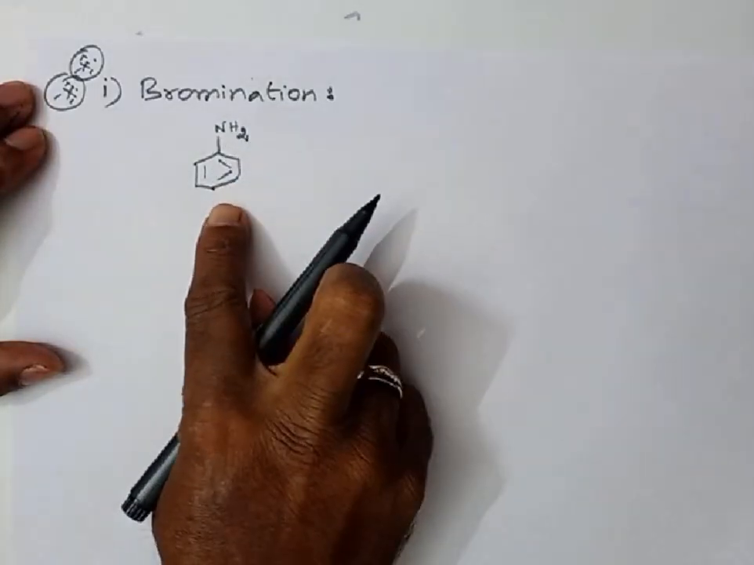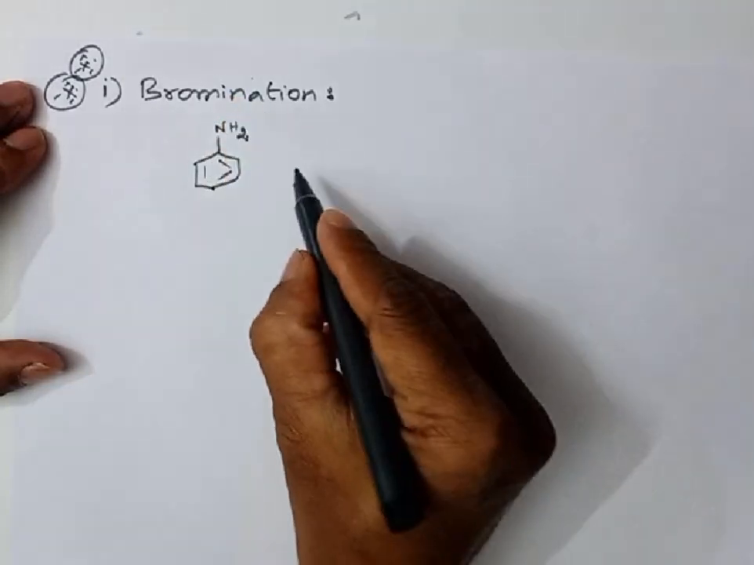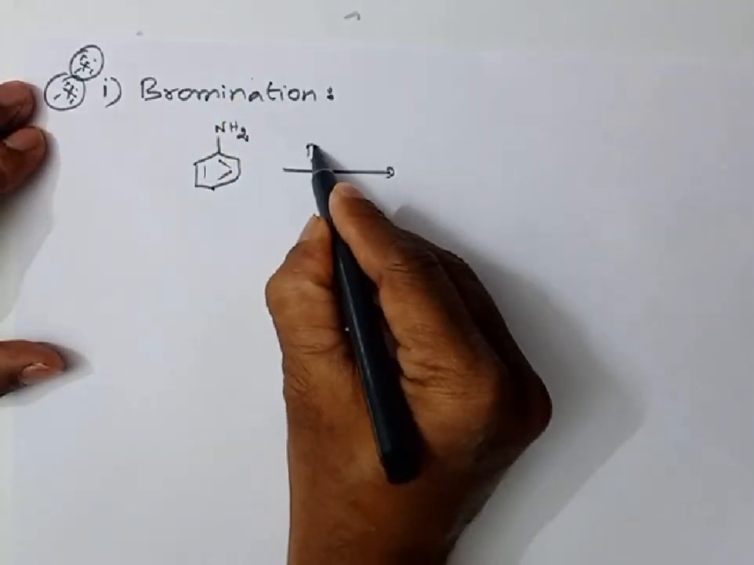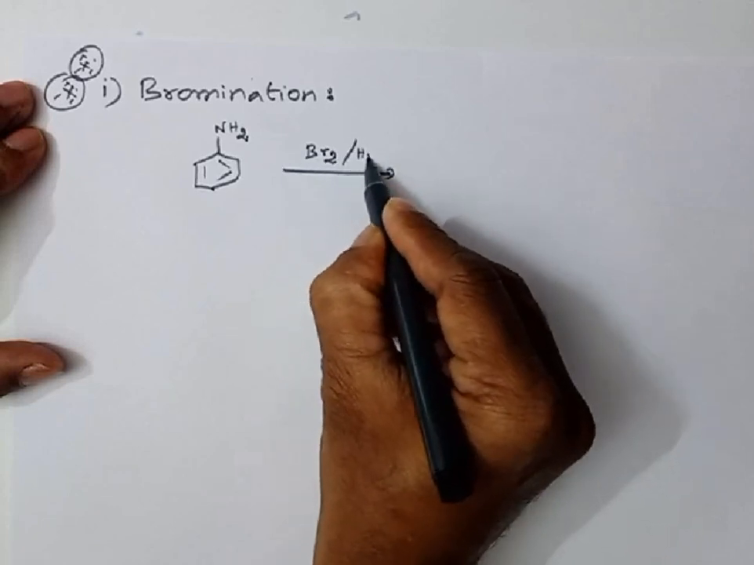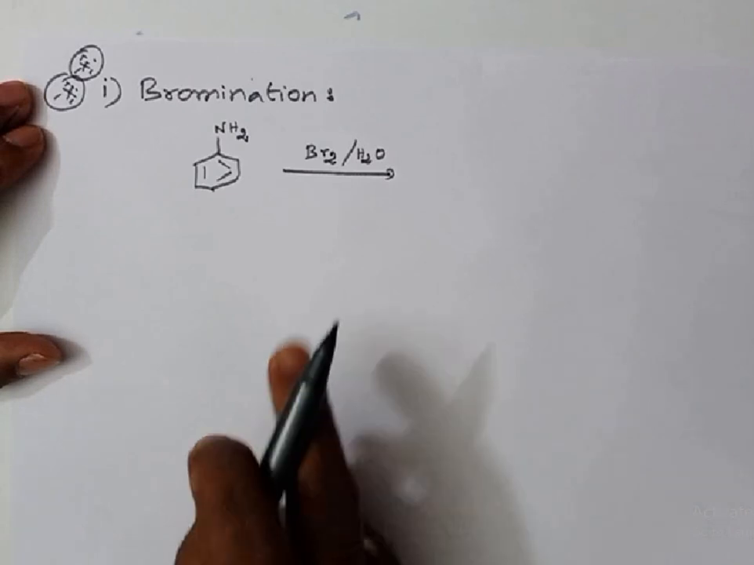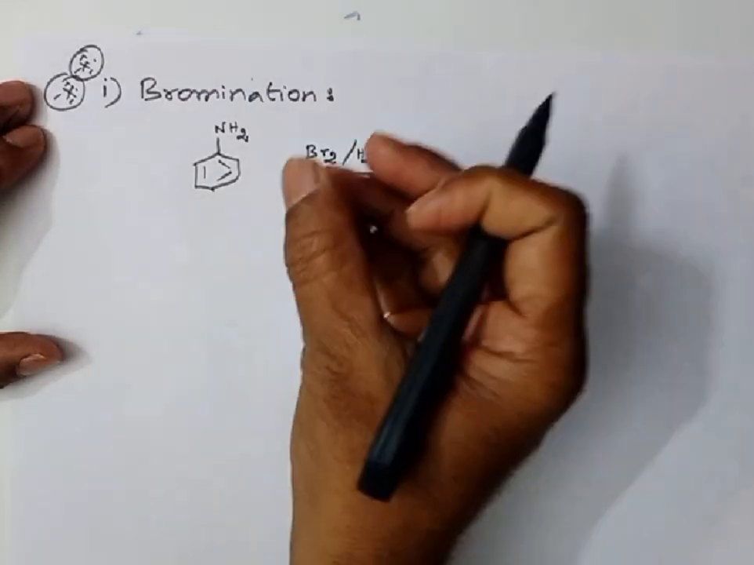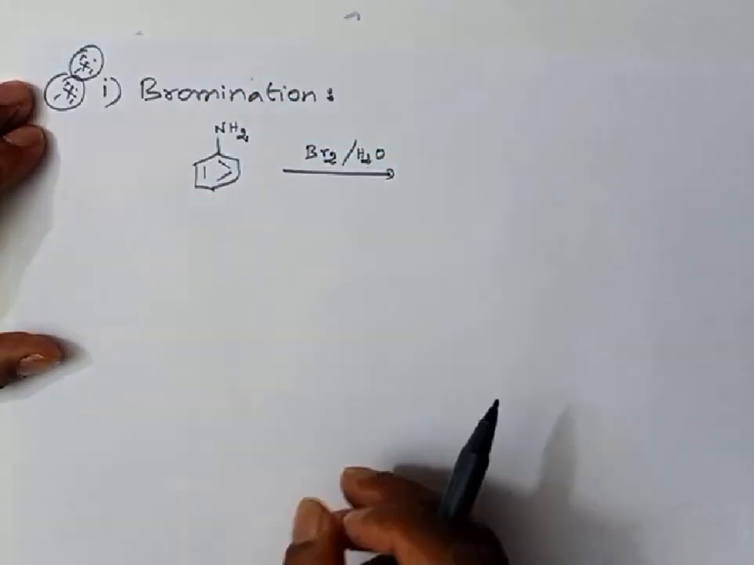I have told you aniline is a liquid. And you take bromine in water. Students, observe carefully. Bromine in water. Okay, so take aqueous bromine in a test tube, then add a few drops of aniline in that.